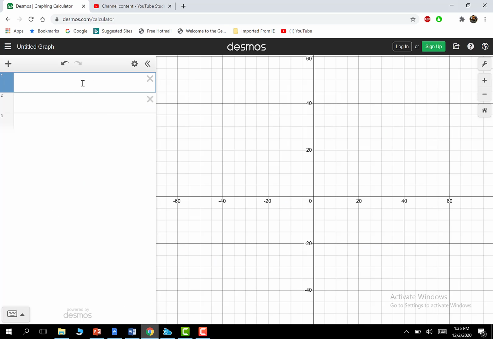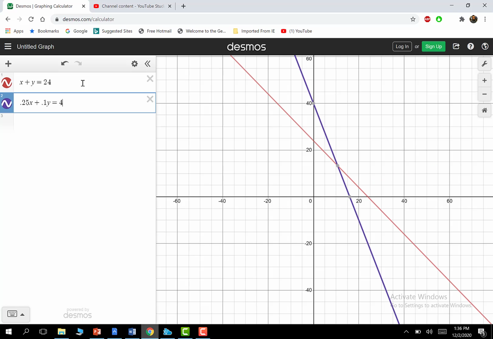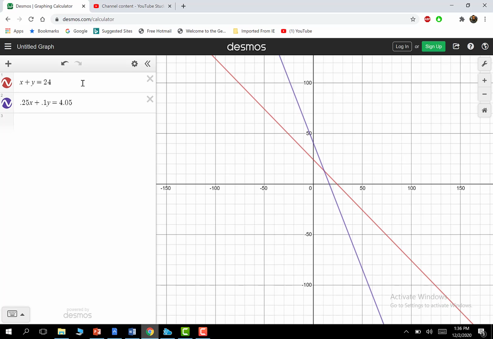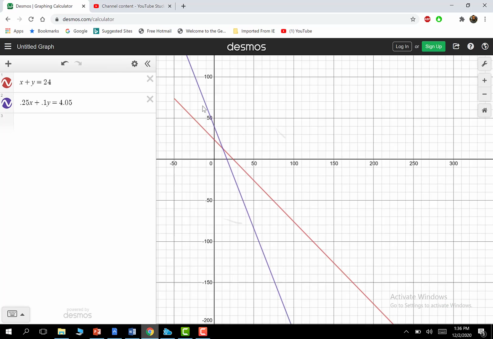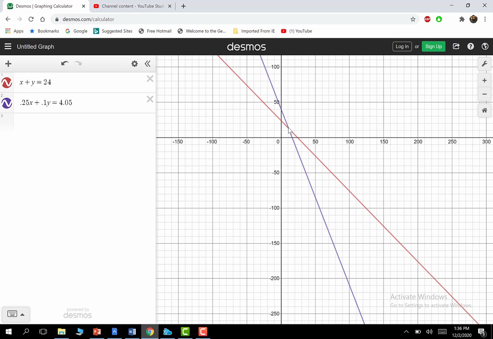But let's see here what we get. X plus Y equals 24. And then 0.25x plus 0.1y equals 4.05. And you can see it's graphed a couple of lines for us, and those lines do intersect. Let's zoom in here. And our point of intersection is 11 and 13. Cool, right? So 11 quarters, 13 dimes.